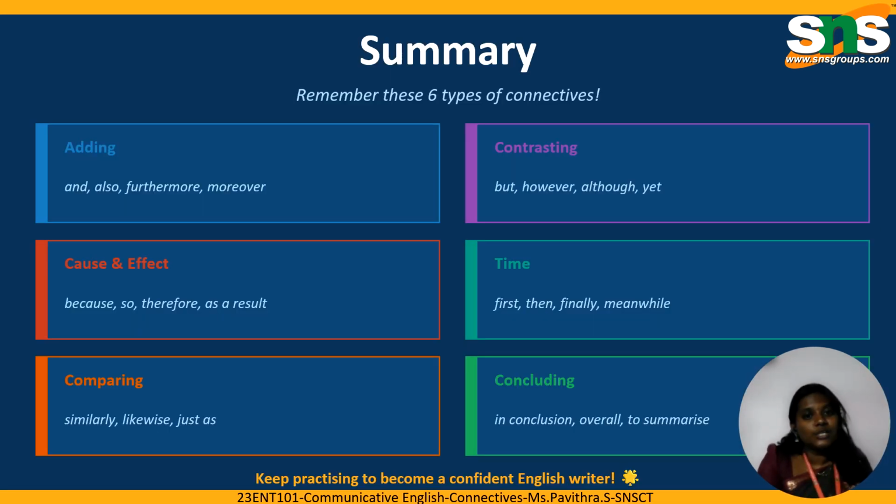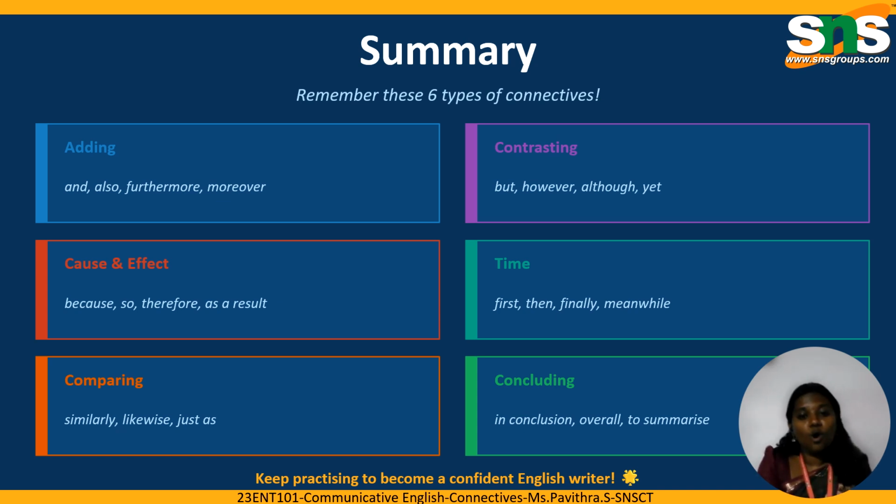And let's do a final quick recap of all 6 types of connectives we covered today. Adding: and, also, furthermore, moreover. Contrasting: but, however, although. Cause and effect: because, so, therefore, as a result of. Time: first, then, finally, meanwhile. Comparing: similarly, likewise, just as. And concluding: in conclusion, overall, to summarize. These 6 categories cover almost every situation you'll come across, whether you're writing an essay, giving a speech, or even just texting a friend.